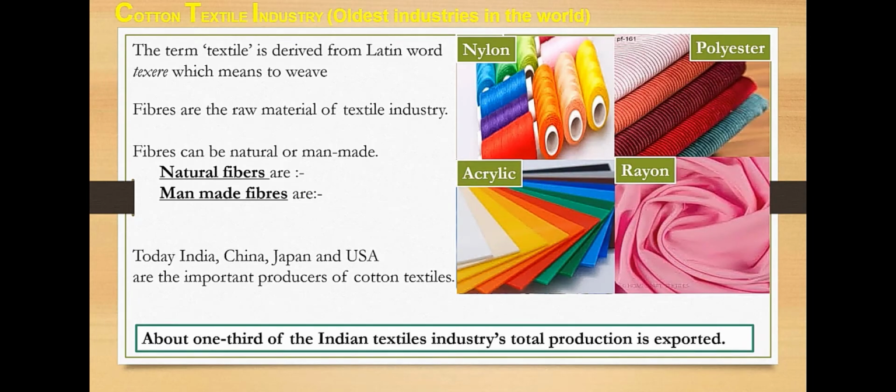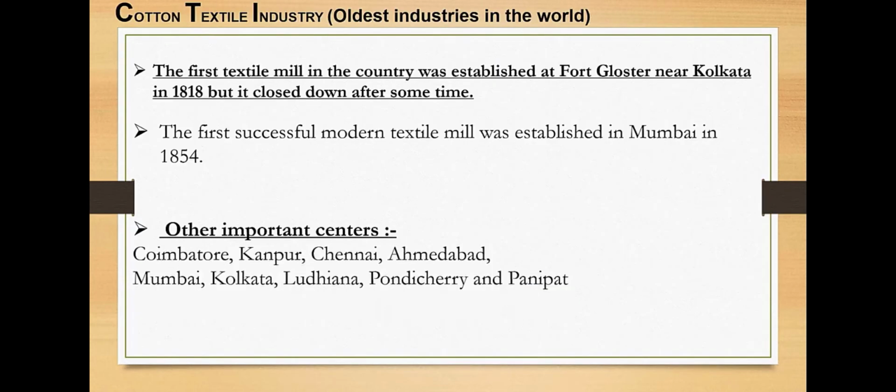Actually this cotton and textile industry is famous in India, China, Japan and USA. One third of the total production of the Indian textile industry is exported to the whole world. The first textile industry with a high amount of machinery was established in Mumbai in 1854. Other important centers in India are Coimbatore, Kanpur, Chennai, Ahmedabad, Pondicherry, Kolkata, Panipat, etc.